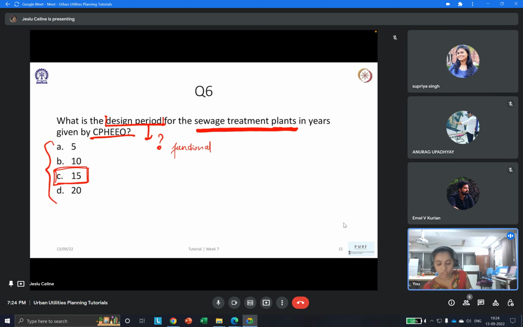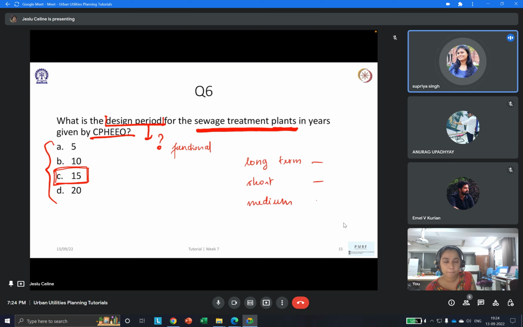Fine. So we learned about design periods being long-term, short-term, and then medium-term. What were these? Do you remember? Anybody? Long-term is approximately how many years? It's 20 plus. Short is 10, 10 I think. Medium, no.